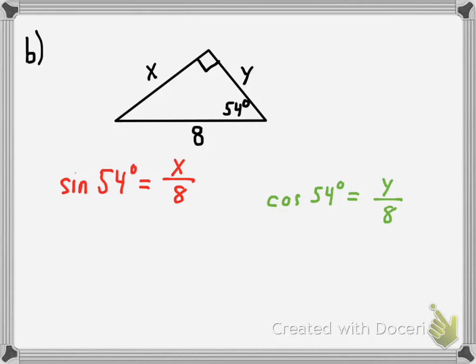Similarly, when you're trying to find the value of y, that's the adjacent leg to that 54-degree angle that you're trying to find, and you still know the hypotenuse, so you make a ratio between the adjacent leg and hypotenuse. That's a cosine ratio, so cosine of 54 degrees equals y over 8. Then to solve each of these, you just got to multiply both sides by 8, and you got your answer.